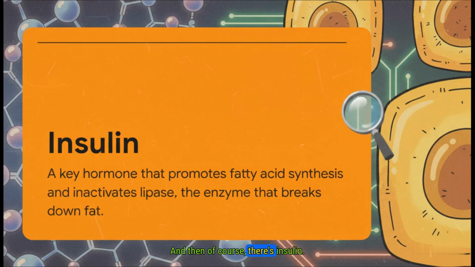And then, of course, there's insulin. We can think of it as the master storage hormone. Its main job is to manage all the fuel coming in. When you're in a state of energy surplus, high levels of insulin are constantly on duty, telling the body, hey, take that extra energy and pack it away into fat cells for later.